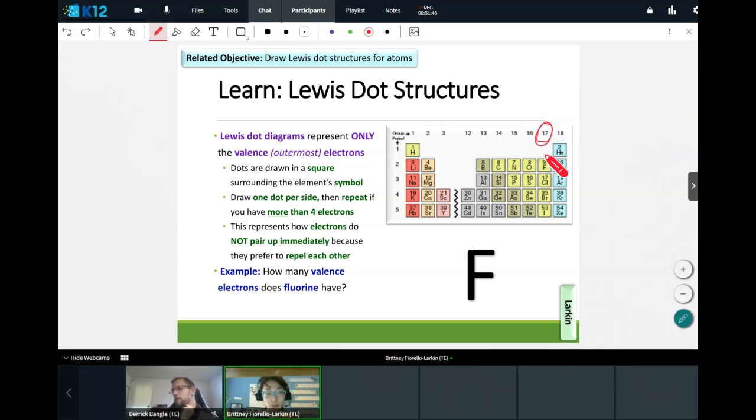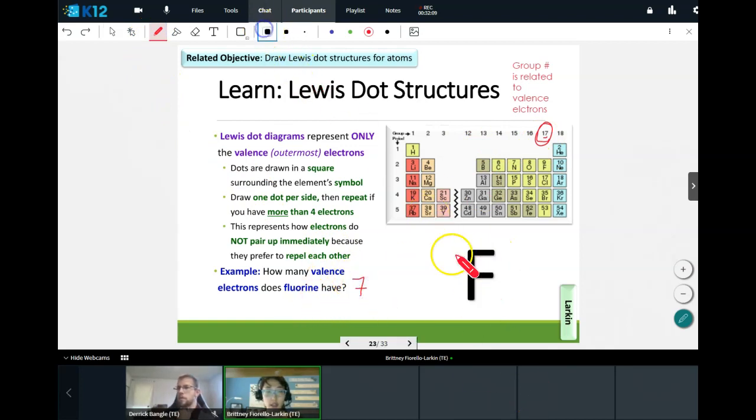And if it's in group 17, tell me in the chat, how many valence electrons does it have? Look at the last digit. Remember, group number is related to valence electrons. Thank you. Yeah, that last digit is a 7, and so fluorine should have 7 valence electrons.